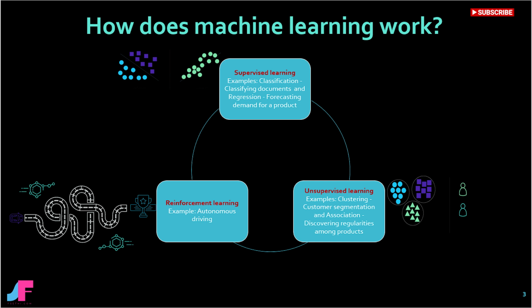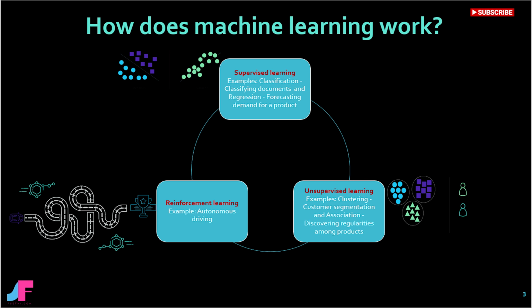Unsupervised learning. Unsupervised learning is a method in which the training model learns from data without any guidance. The objective is pattern and structure recognition. Examples are clustering, customer segmentation, and association, discovering regularities among products.